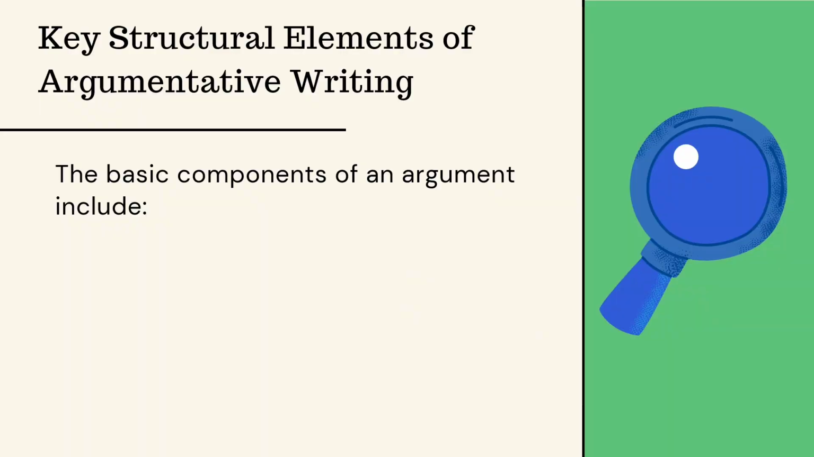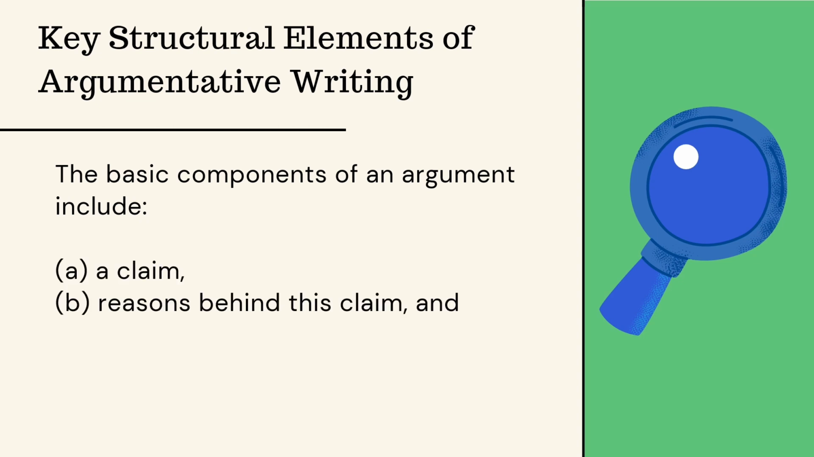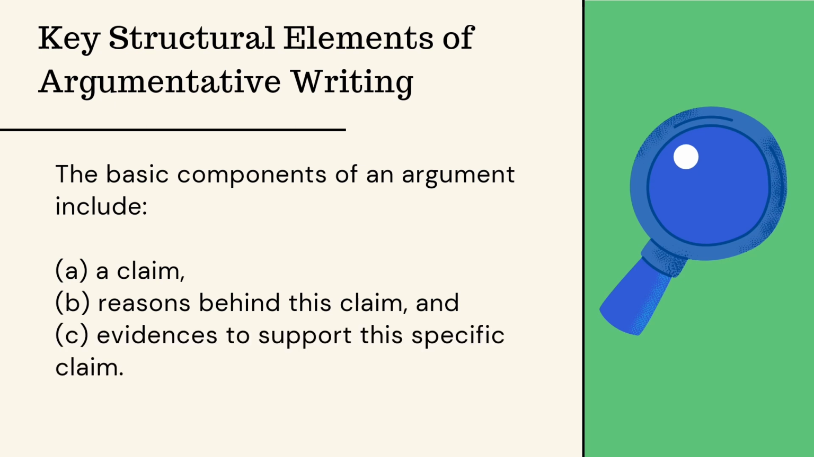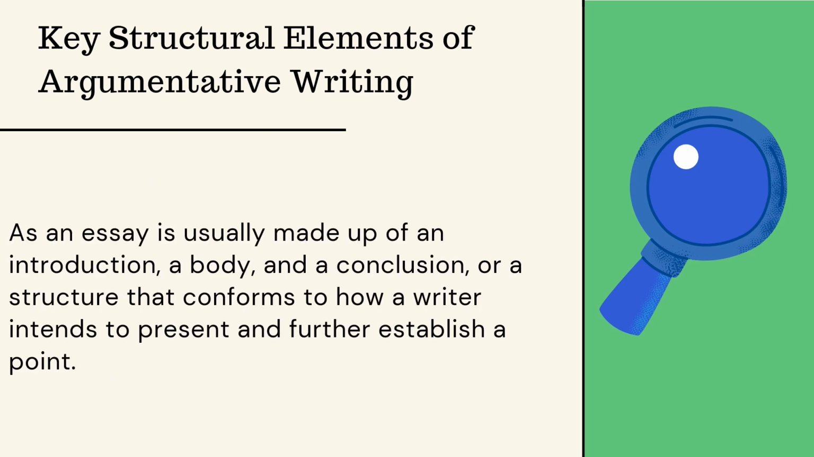Now, what are the key structural elements of argumentative writing? Remember, the basic components of an argument include claim, the reasons behind this claim, and evidences to support this specific claim. Also, an essay is usually made up of an introduction, a body, and a conclusion, or a structure that conforms to how a writer intends to present and further establish a point. Remember, the style of writing an argumentative essay varies from one writer to another.